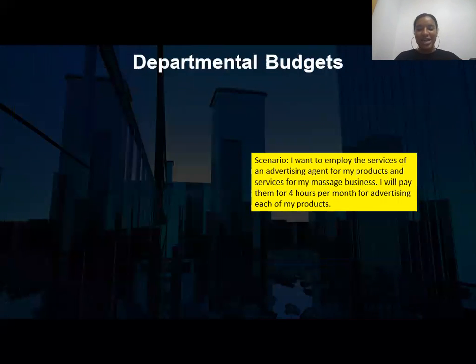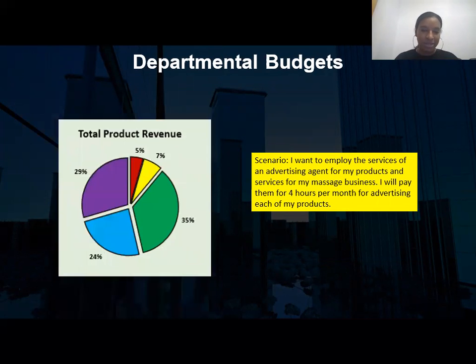Departmental budgets. Now, this is actually really key. The scenario for this one is, I want to employ the services of an advertising agent for my products and services for my massage business. I'm going to pay them 4 hours per month worth of advertising for each of my products, and I've got 5 products in my business.